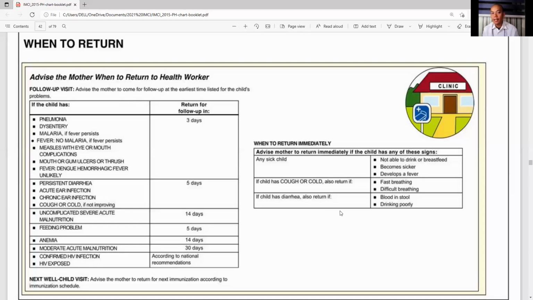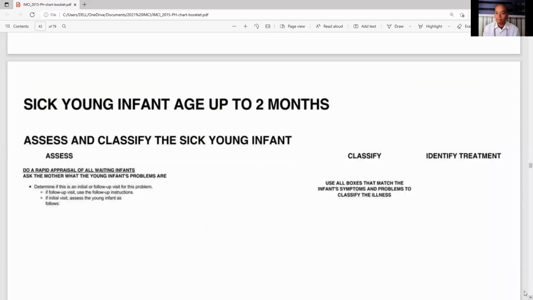The child has diarrhea, biglang pinauwi na natin because we already classified it as yellow or green. Okay, but when they went home 1 to 2 days after, there is blood in the stool, the child is drinking poorly, return immediately. Okay, so now you know the difference of follow-up visit and when to return immediately. Okay, I think that is for the first part. This is already the second part.